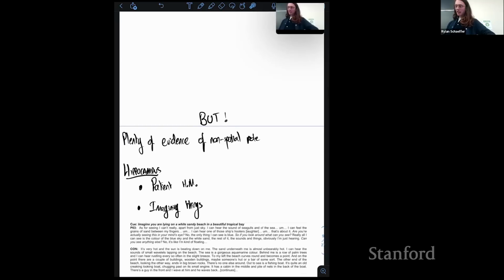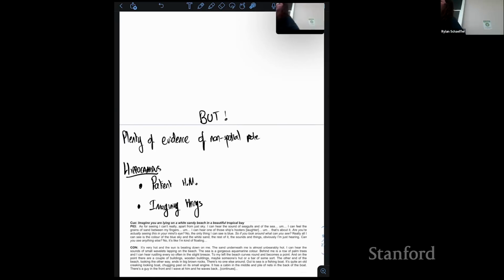The second of these is imagining things. This is actually a paper by Demis Hassabis, who, before he was DeepMind head, was a neuroscientist. And here, maybe you can't read that, I'll read some of these out. You're asked to imagine you're lying on a white sandy beach in a beautiful tropical bay.